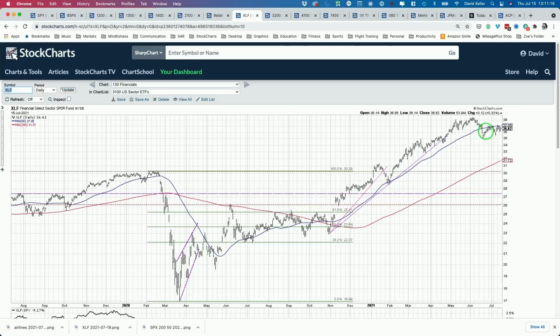The XLF, very similar to the XLE. These are two sectors that have broken below their 50-day moving averages. They're now testing the 50-day moving average from below. Getting back above that 50-day, starting to put in higher lows would be the indication that that pullback phase may be over. But I think at this point, it's still an open question that has yet to be answered.